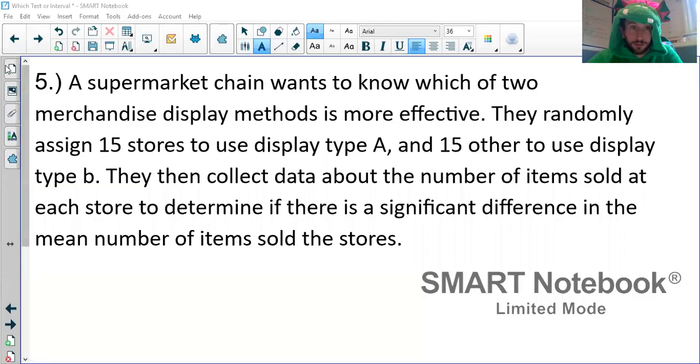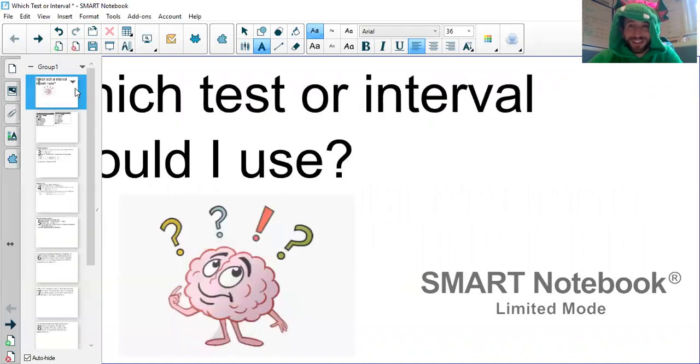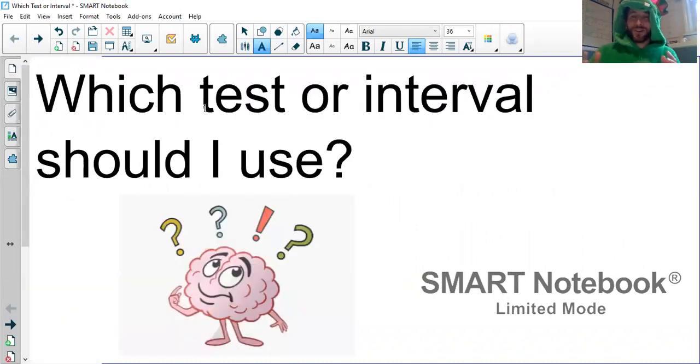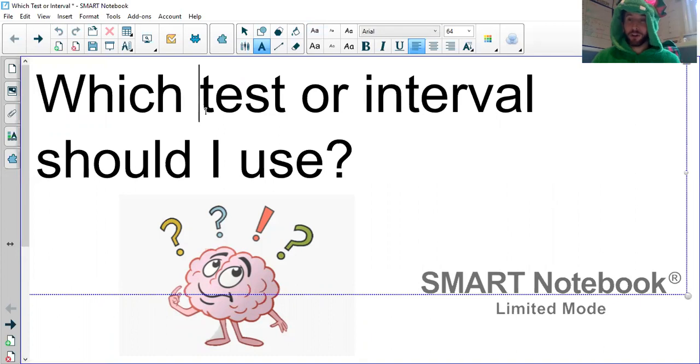So our focus today, we've been learning all these different types of tests and intervals, right? We've got all these different hypothesis tests and confidence intervals we've been working with. The question now is, when I read a context, how do I determine which of those tests or intervals to use? Today's practice is a bunch of contexts from past AP exams, and you're going to read them and not do them all.